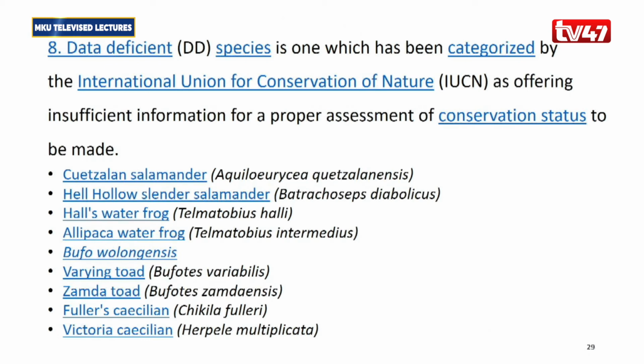Examples include the Quetzalcoatl salamander, the hollow slender salamander, the Hall's water frog, the Alipaka water frog. We have the Bucco olongensis. We have the varying toad. We have the Zamda toad, Phylus Sicilian, and Victoria Sicilian. These ones belong to data deficient.